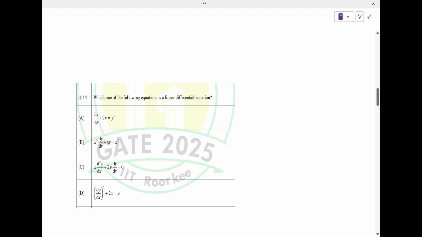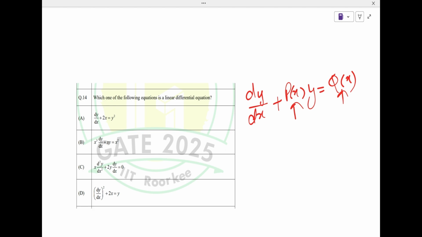Now question number 14, which one of the following equations is a linear differential equation? So the linear differential equation that we have is dy by dx plus p of x into y is equal to q of x. So here p and q can be constant or a function of x only. So let us see which one gives us the same form. First one, dy by dx, okay, but here it is 2x, not with y. So A is not it.